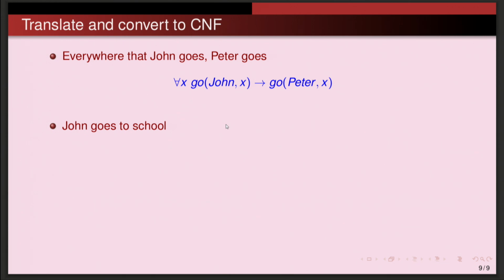So, if you see, the go predicate is the same predicate here, and the same John, which is the constant here, but x is substituted with the school. In the place of x, we have school here. So, please note this point, where we have the same predicate and the variable x being substituted with school.